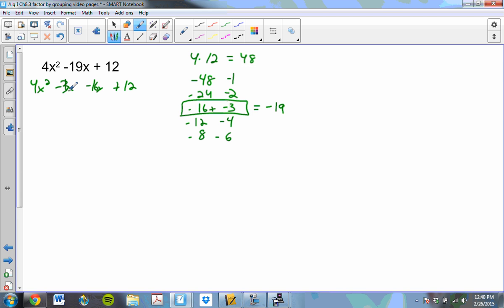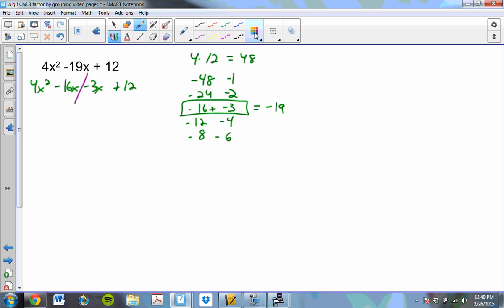I can do it whichever way I like. I actually like it the first way better. I like having the minus 16x first, because then both my halves factor really nicely. It doesn't actually matter which way you do it. Either way it'll work out the same. But I'm going to do it here.